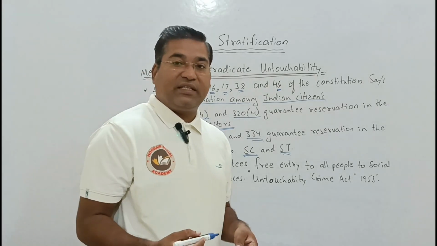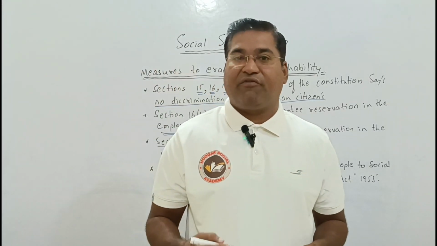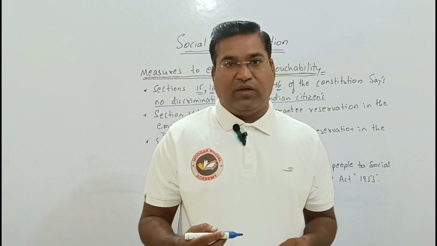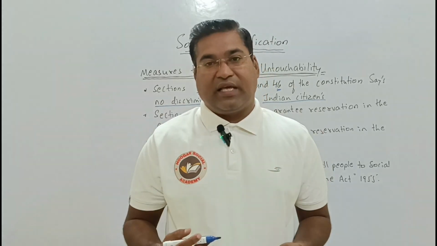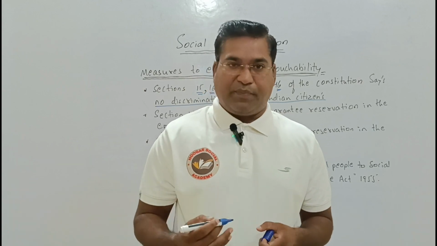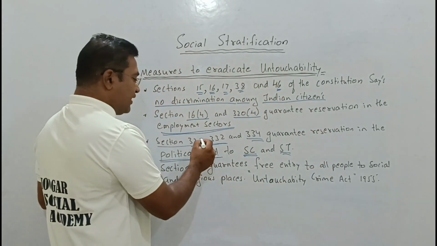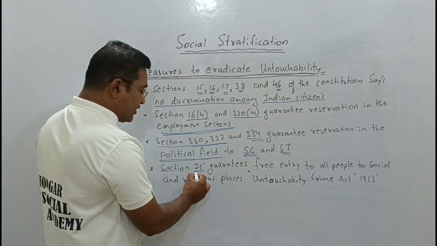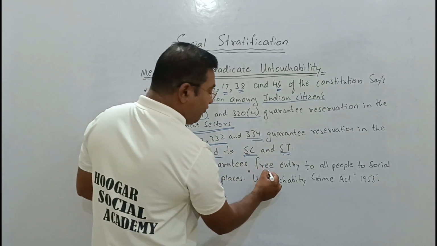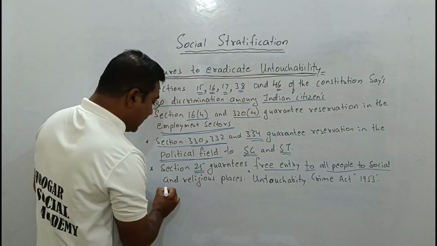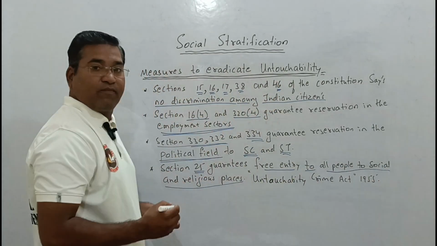Now we very well know that there is a reservation. It has been kept in the Vidhan Sabha, Vidhan Parishad, Lok Sabha, Rajya Sabha, where they can also come up as representatives of the people. So sections 330, 332, 334 guarantee this. Moreover, section 25 guarantees free entry to all people to social and religious places.